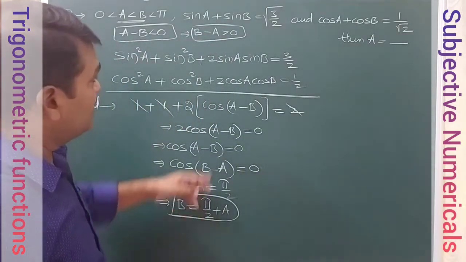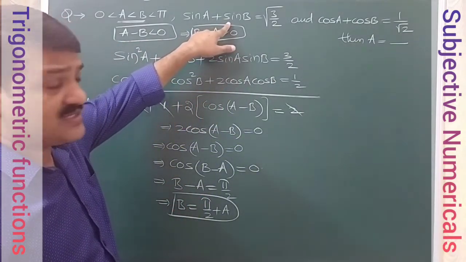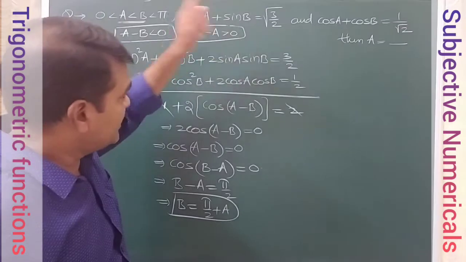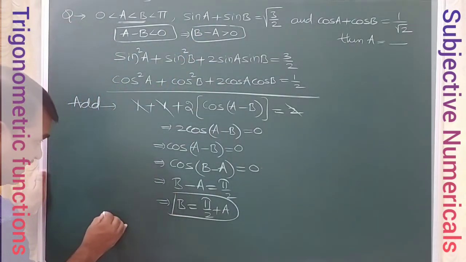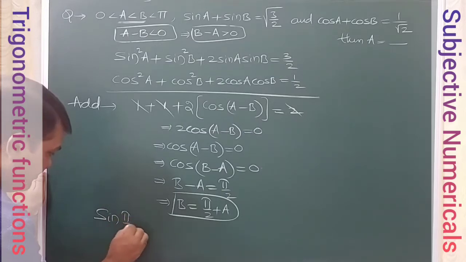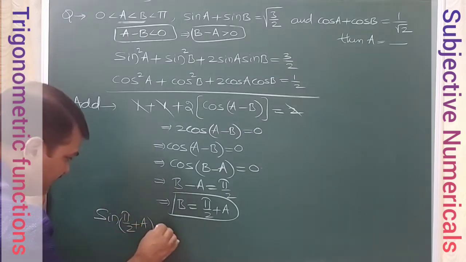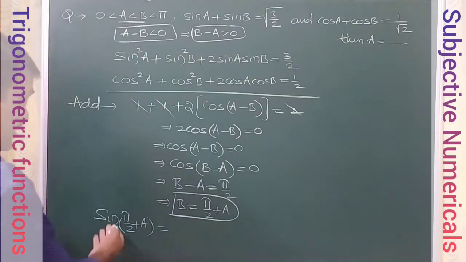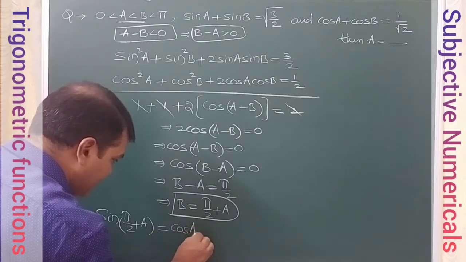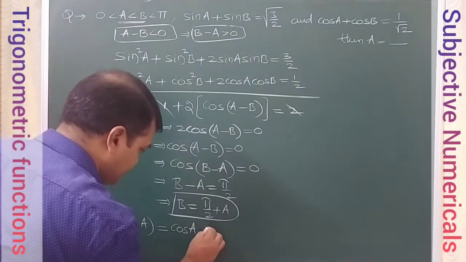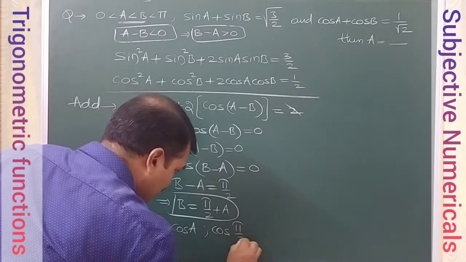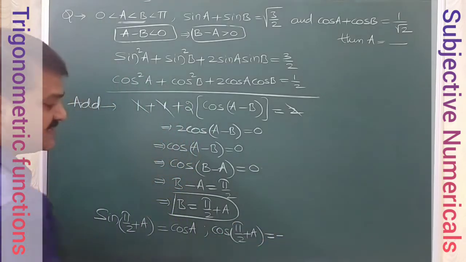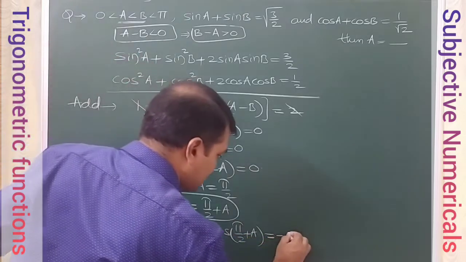When you substitute, here you get sine of pi by 2 plus A and here you get cos of pi by 2 plus A. So what is sine of pi by 2 plus A? Sine of pi by 2 plus A means sine of 90 plus A. 90 plus A is in the second quadrant. In the second quadrant, the sine function is positive only. And for 90, sine changes to cos. And what is cos of pi by 2 plus A? In the second quadrant cos is negative, minus, and for 90, cos changes to sine.